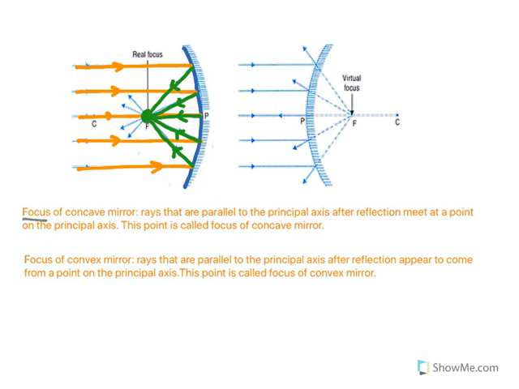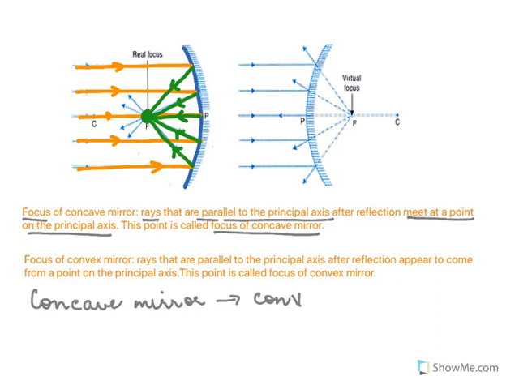So focus of concave mirror is defined as rays that are parallel to the principal axis, after reflection meet at a point on the principal axis. This is called the focus of the concave mirror. Another thing, if you notice here, what is that mirror doing? It's converging all these rays. So concave mirror is also called a converging mirror, and there are many applications because it is a converging mirror.